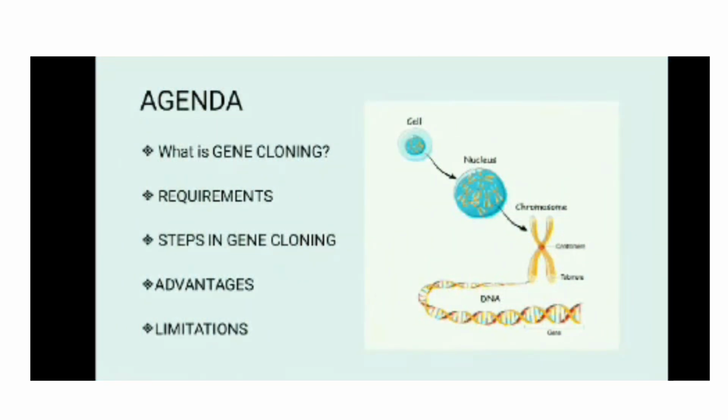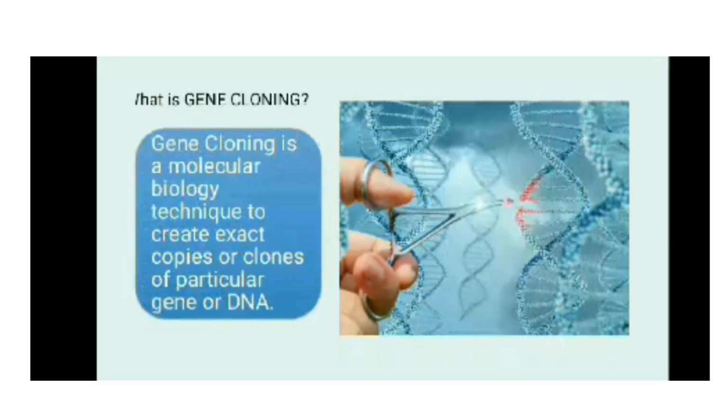This is the outline. What is gene cloning? Requirements, steps involved in gene cloning, advantages and their limitations. First we have to know about what is gene cloning. Gene cloning is a molecular biology technique to create exact copies of a particular gene, that is our gene of interest. It is also known as molecular cloning or DNA cloning or rDNA technology.